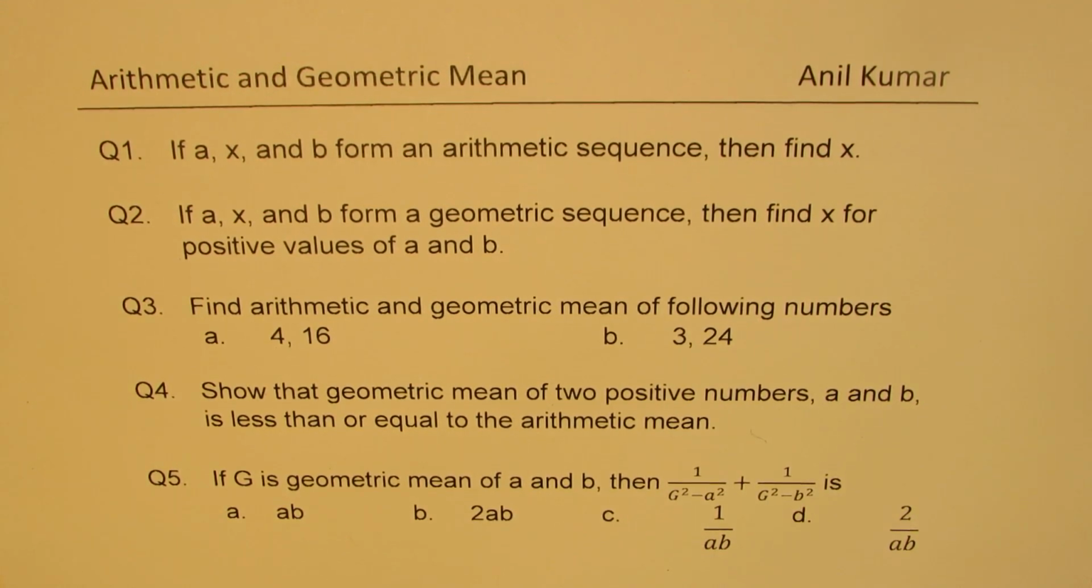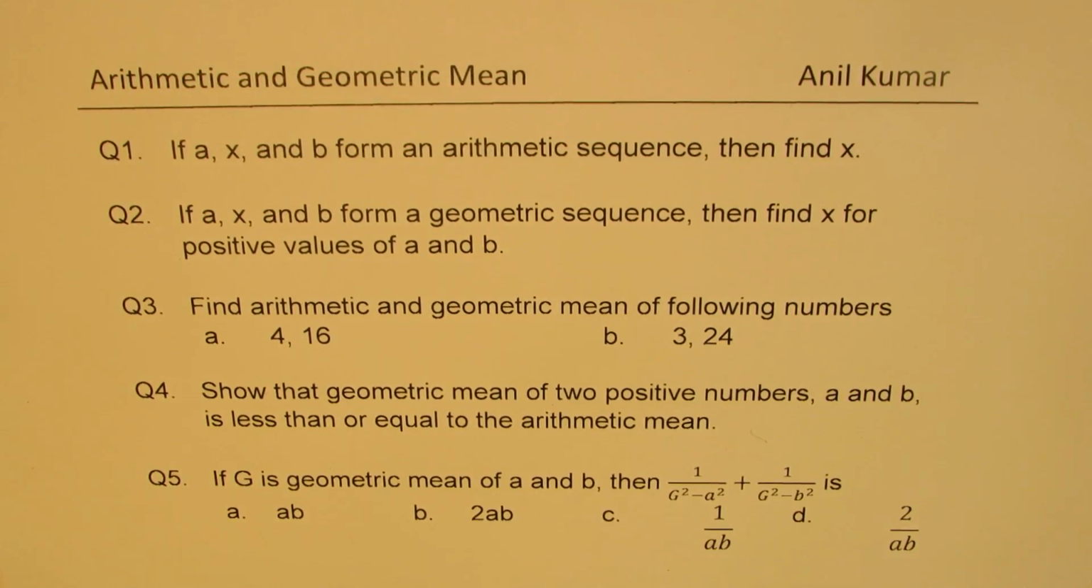And question number 4 is: show that the geometric mean of two positive numbers a and b is less than or equal to the arithmetic mean. Now this is a very important test question, so I'd like you to really understand the topic. We will try to prove it in two different ways. One will be a geometric approach and then we'll have an algebraic approach.